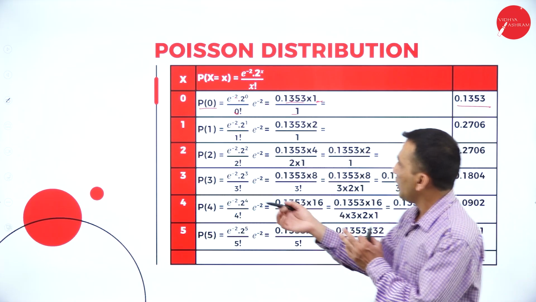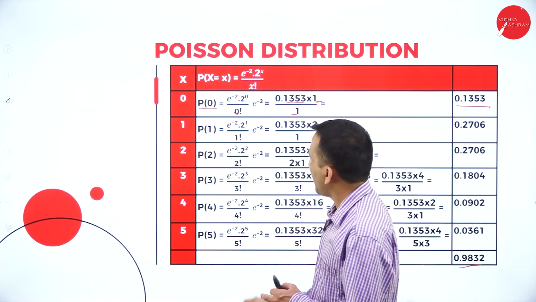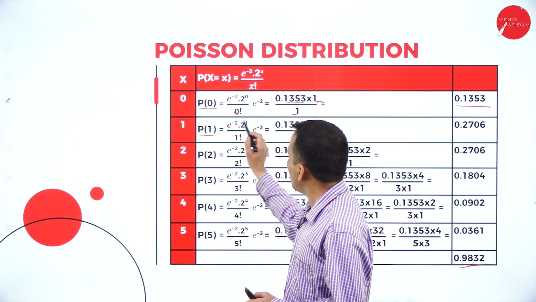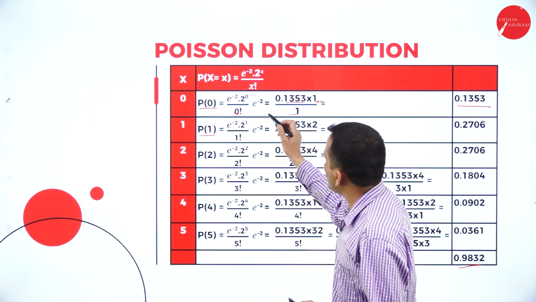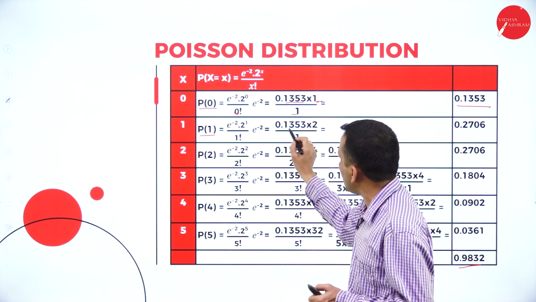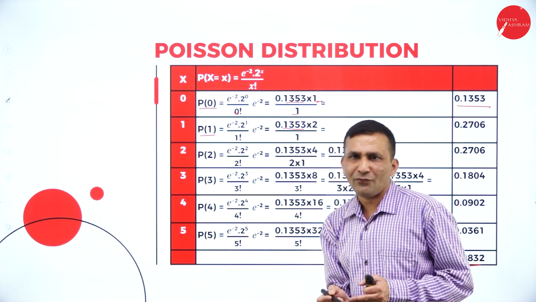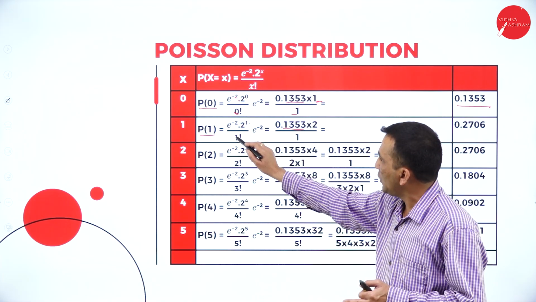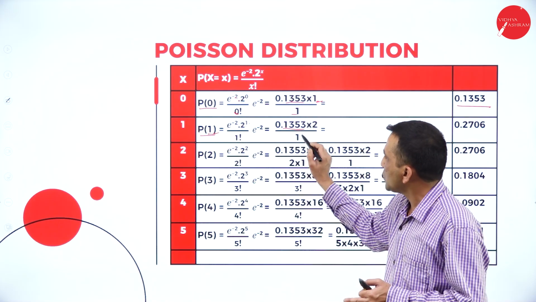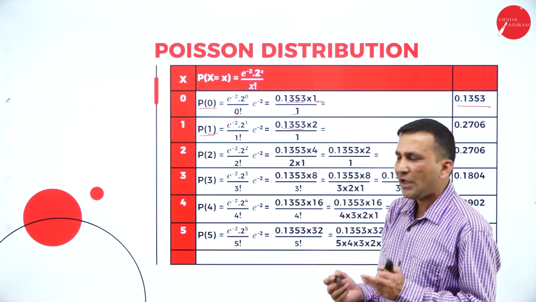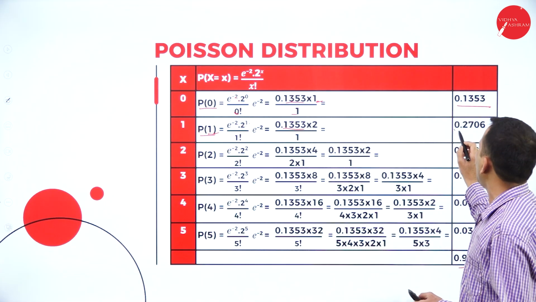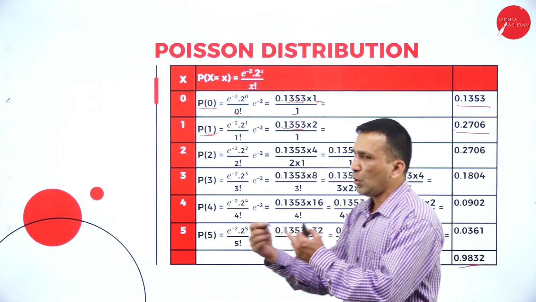Okay, so moving to the second Poisson variant, which is x = 1. P of 1: e to the power of minus 2, we got directly in the question. So we write 2 to the power of 1, which gives 2, divided by the x value, which is 1, so in the denominator we also write 1. If you multiply, we get 0.2706.